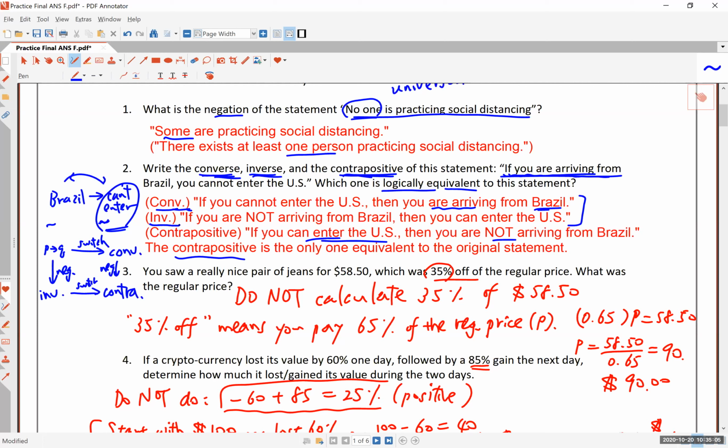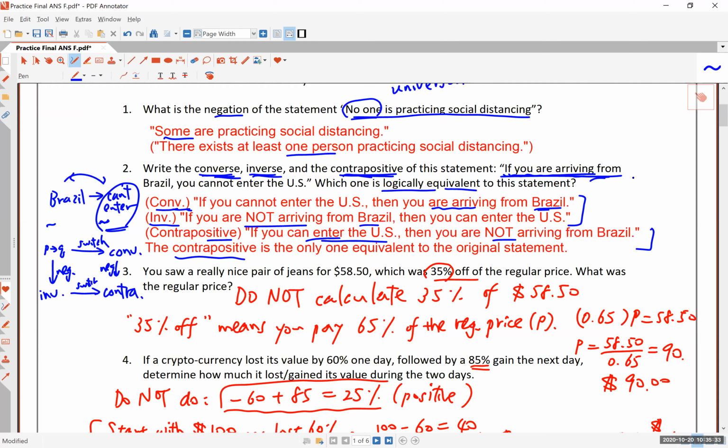The inverse is, for the same reason, not equivalent to the original statement, because this one would say if you are not arriving from Brazil, then you can enter the US. Well, it may not be true. There may be other countries from which, if you're coming from those countries, you may not be able to enter the US. But if you look at the contrapositive, you can see that this must be true whenever the original statement is true.